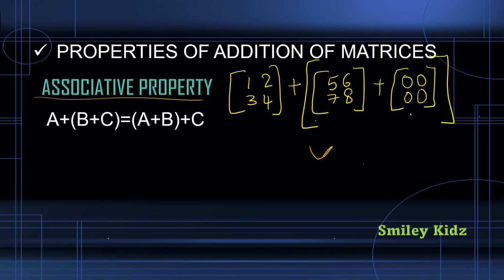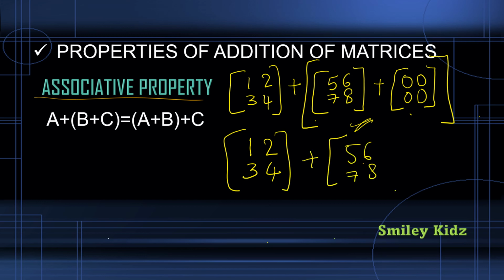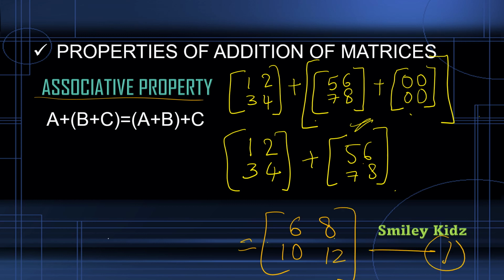Now you know that anything, if you add it to 0, is going to be the same number, that is 5, 6, 7, 8, right? That is going to be your matrix. Now your new matrix is going to be 1, 2, 3, 4 plus 5, 6, 7, 8. Now if you add this, you get 6, 8, 10, 12. This is our matrix result 1.